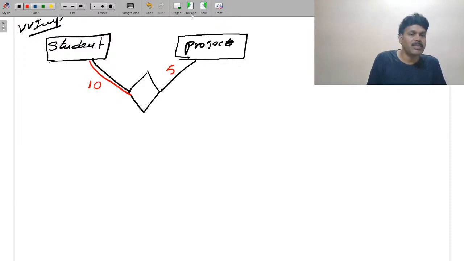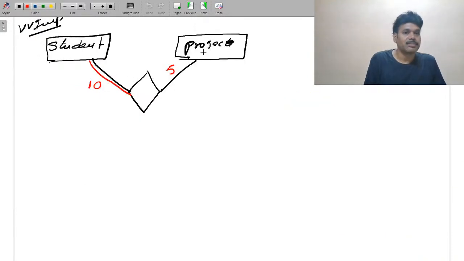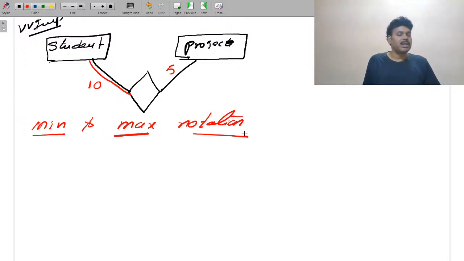The same diagram I wrote once again. Student maximum 5, project maximum 10. This diagram we can also represent using min and max notation. So there is one notation called min and max, don't get confused. In brackets only you will tell. That is the meaning of min-max notation.